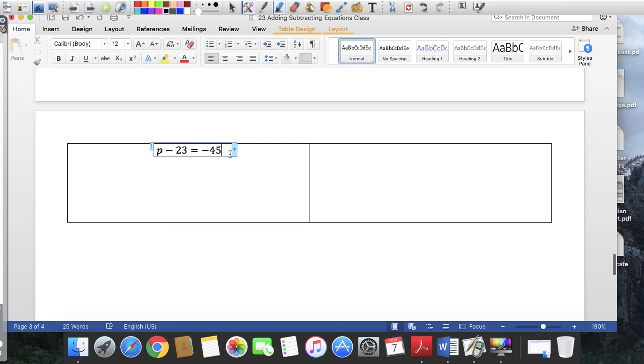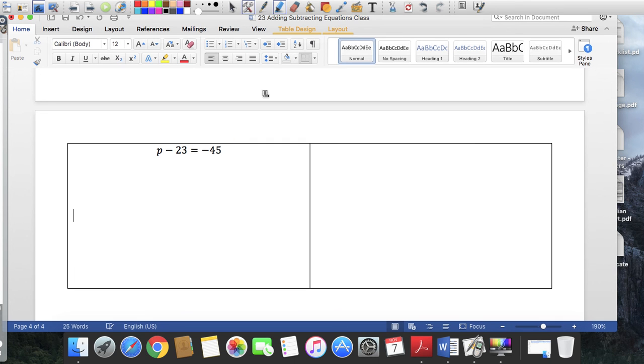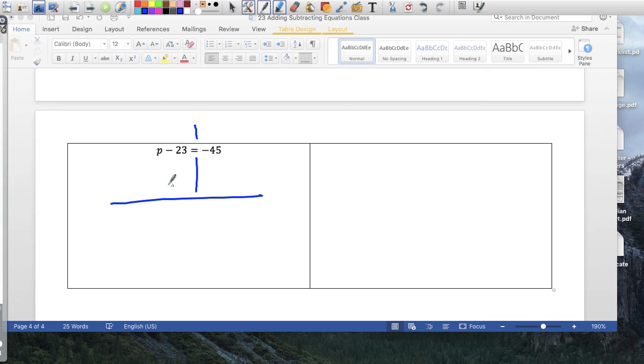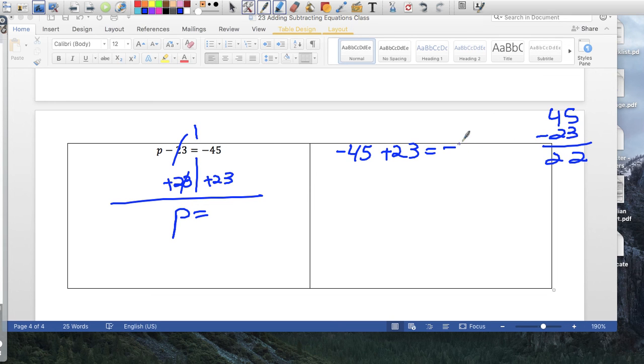Oh, one more. Oh, this one's easy. So again, plus 23, plus 23. Cross, cross, you've got a p. Over here, you get negative 45 plus 23. There's more negatives, so my answer is going to be negative. Let's find out why. 45 minus 23 is 22. So it's going to be negative 22. So p equals negative 22. This one's nice and simple.